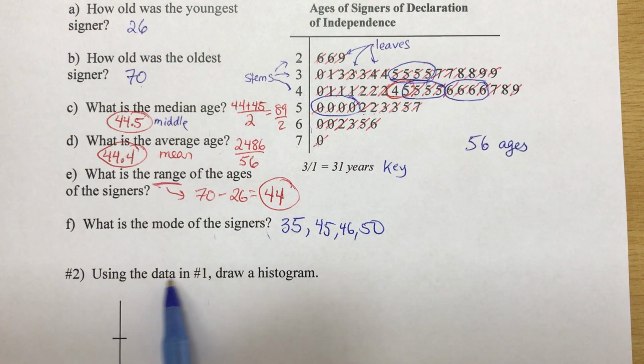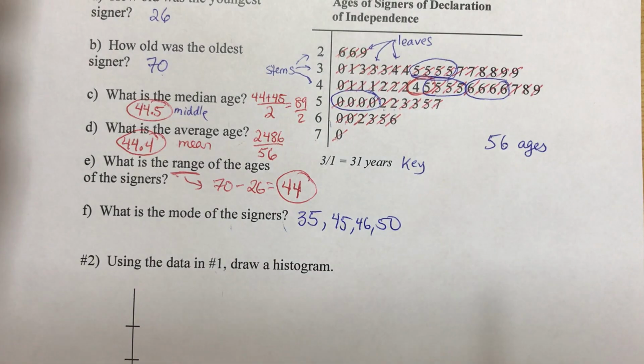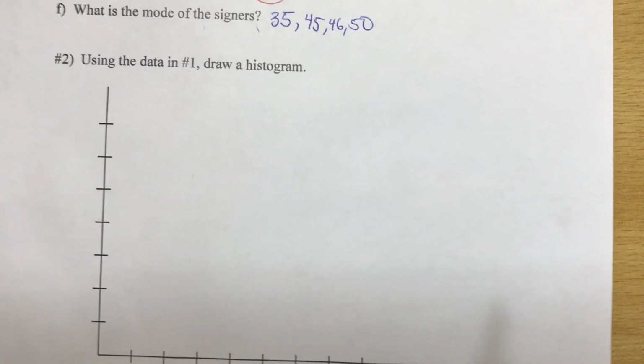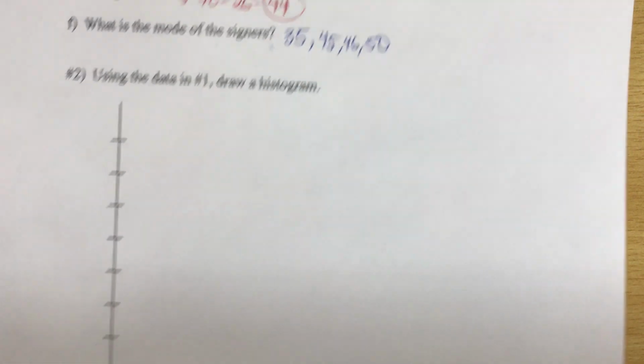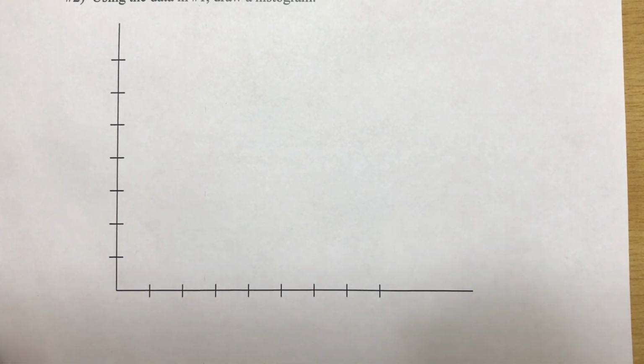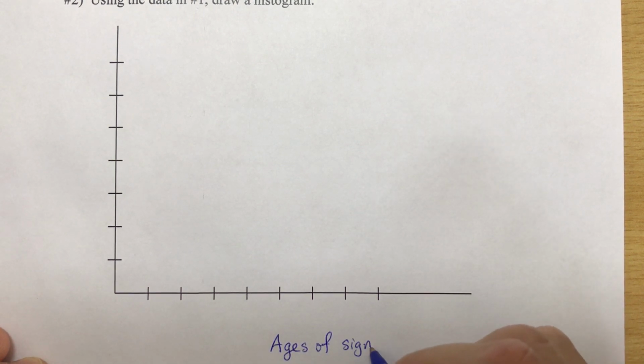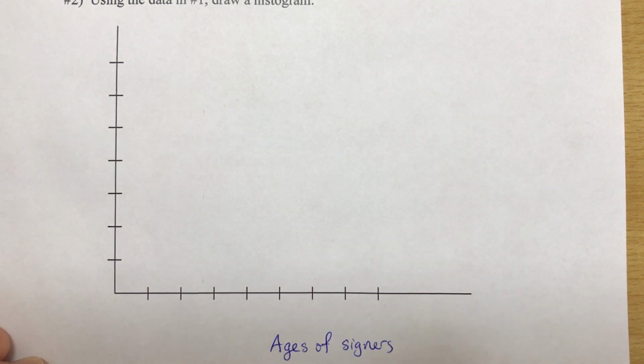Now, using the data in number 1, draw a histogram. A histogram is kind of like a bar graph. And now this is left blank, but we're going to fill this in together here. At the bottom, we're going to put the ages of the signers. I'm going to count by 10 here. So we're going to make each section a decade.